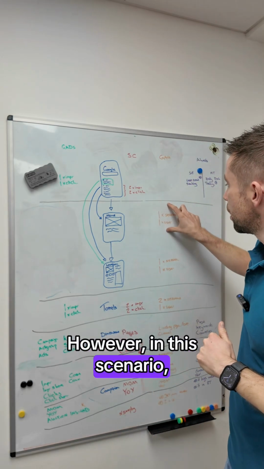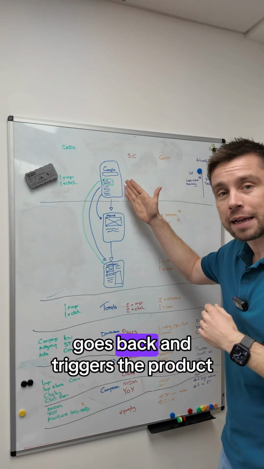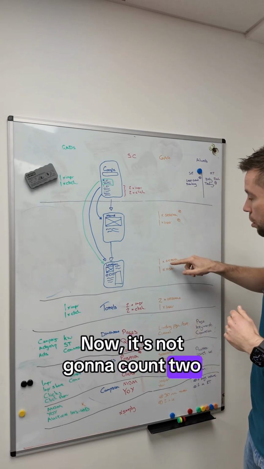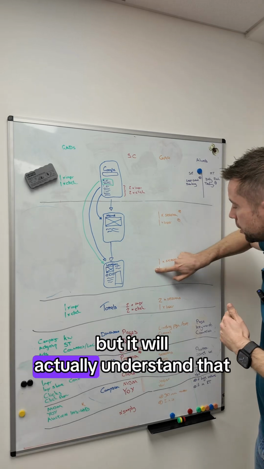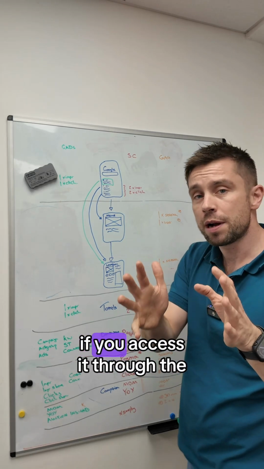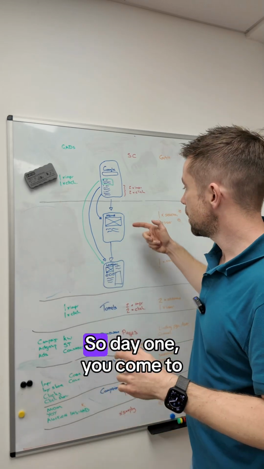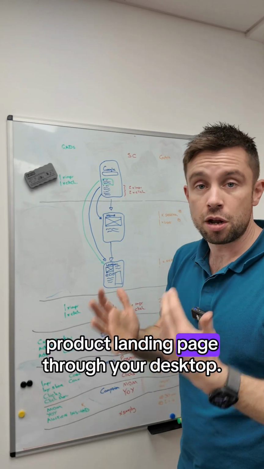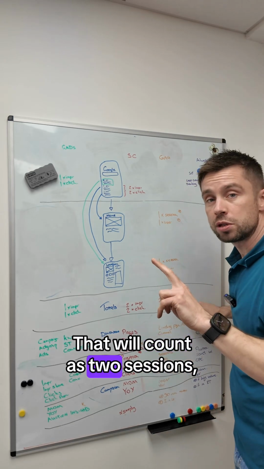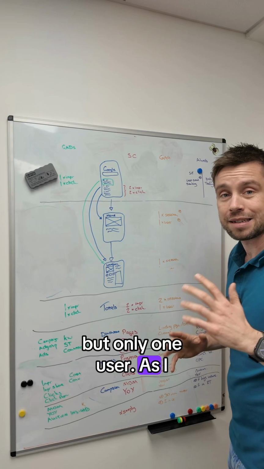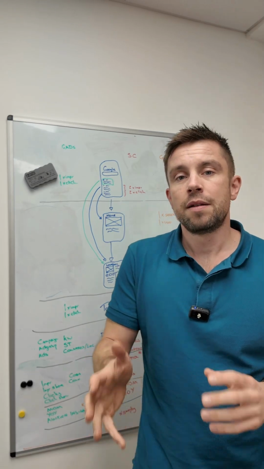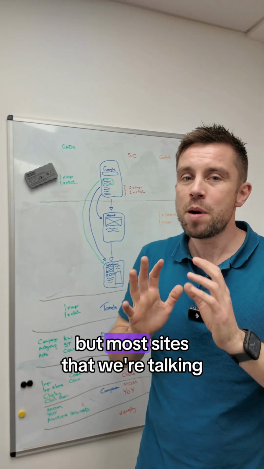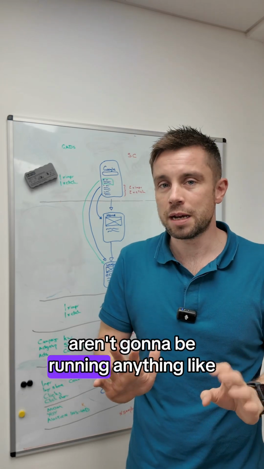However, in this scenario, we've said that the same person goes back and triggers the product landing page. Now, it's not going to count 2 users. It will count 2 sessions, but it will actually understand that it is the same user if you access it through the same device. So day 1, you come to the home page through your desktop. Day 2, you come to the product landing page through your desktop. That will count as 2 sessions, but only 1 user, as I say, as long as the device stays consistent. There are some further caveats where you can assign user IDs for people logging in, but most sites that we're talking about aren't going to be running anything like that.